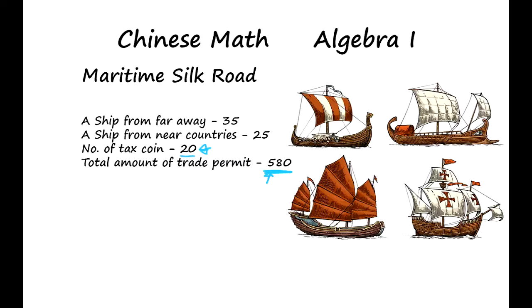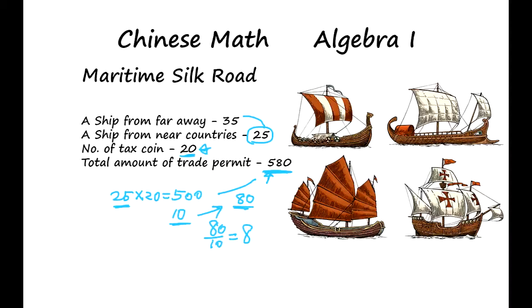You have only the total amounts: 20 ships and 580 total trading amount of permits issued. So what we do is initially assume everything came from nearby countries. That means 25 times 20 is 500, but the permits issued are 580, so we issued 80 more. That means some ships must be from far away. Comparing each ship, the trading amount will be 10 coins more. So to have 80 coins more, how many ships must be from far away?